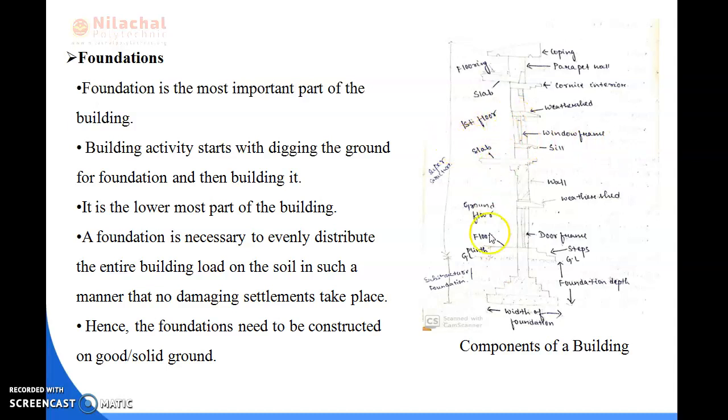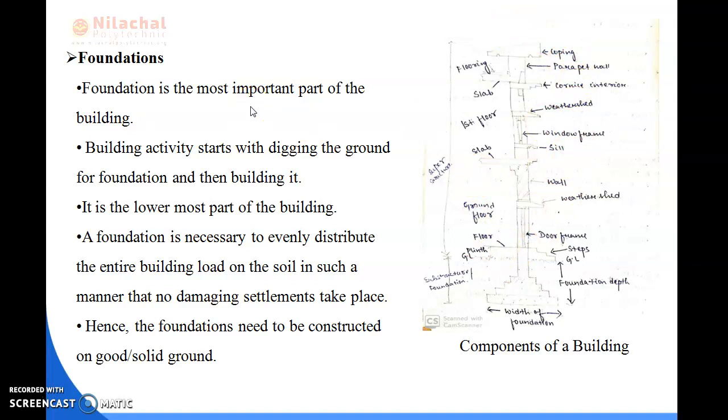This is the first floor. Okay, this is the ground floor. Okay, this is the first floor. And same, this is the weathered set, cornice, interior, parapet wall, coping, flooring, this is the slab. Okay, all of these are the components of the building. So we'll be reading one by one.